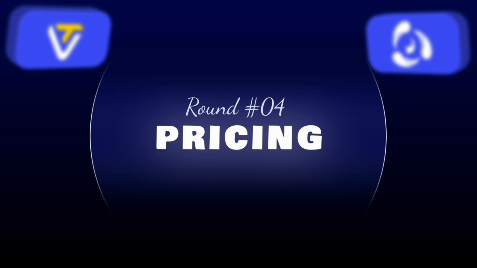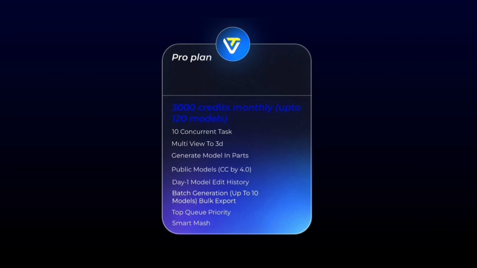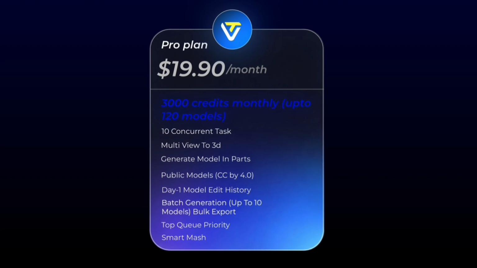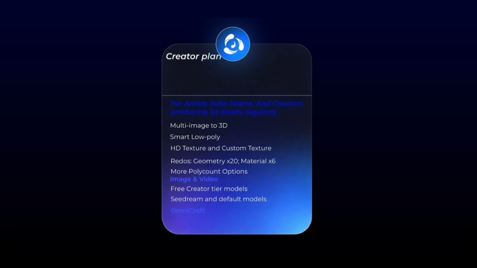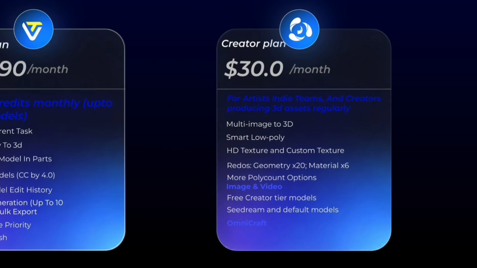Now, before we decide on a winner, there's one more thing we need to look at: the pricing. And honestly, this part surprised me. Both platforms offer a free plan, which is great if you're just getting started. But once you move to the paid plans, the difference becomes much more noticeable. Tripo's Pro plan starts at $19.90 per month and gives you up to 120 assets. Hyper3D's Creator plan starts at $30 per month but includes 60 assets. So you're paying around $10 more while getting only half the number of assets. If you're creating 3D models regularly, that's a pretty big difference.